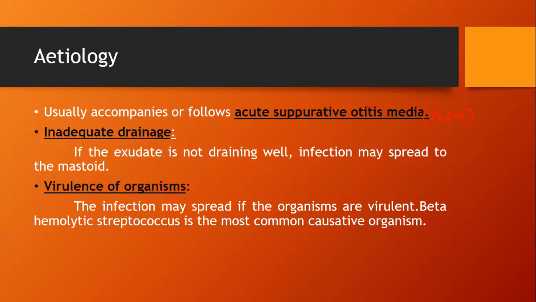Then virulence of the organisms. The infection may spread if the organisms are virulent. Beta hemolytic streptococcus is the most common causative organism. It is the primary organism responsible for developing mastoiditis.